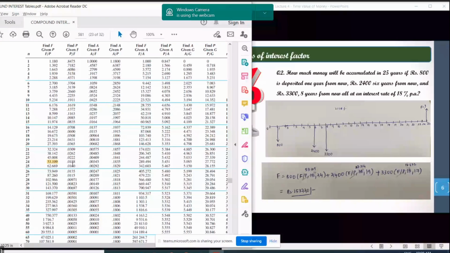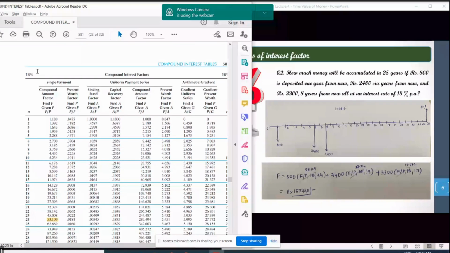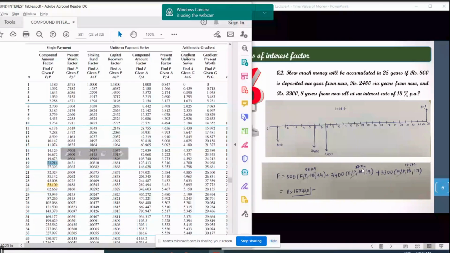Then for the next one, N is equal to 19. This is the 18% interest rate, so N equal to 19 falls here. It is 23.214. You can see in the PPT also it has been written. Then next is 17. It is 16.672. These values you just have to multiply with the deposit values. When you add them, you will get the final answer.